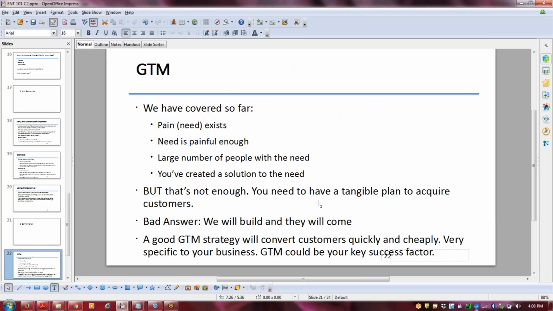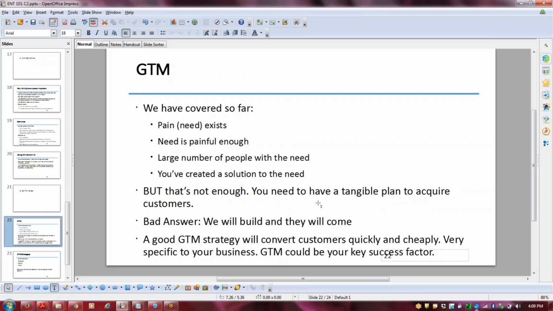The final thing is go-to-market, GTM. So over here, what we have to come up with is the GTM strategy. That is how to approach the market.